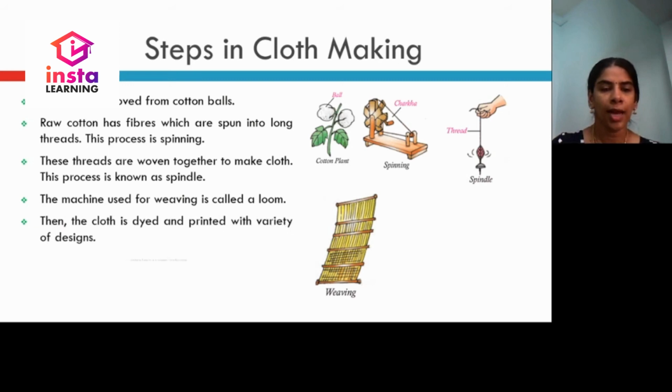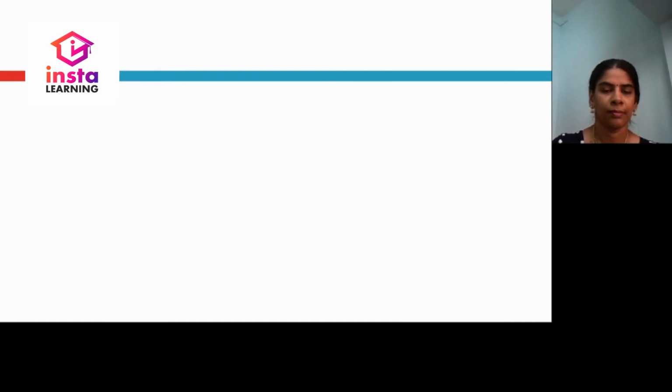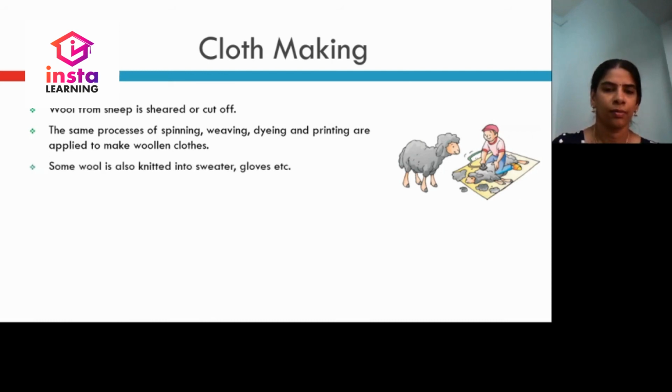The cloth is then dyed and printed with a variety of designs. Similarly, linen fiber is also obtained from the flax plant. Wool from sheep is sheared off or cut off. The same process of spinning, weaving, dyeing and printing are applied to make woolen clothes. Some wool is also knitted into sweaters, gloves, etc. through handmade.